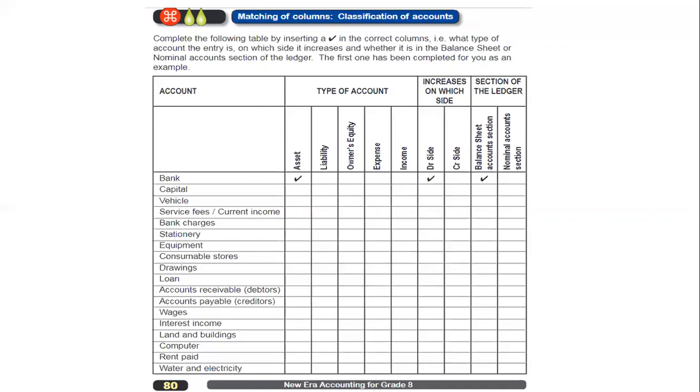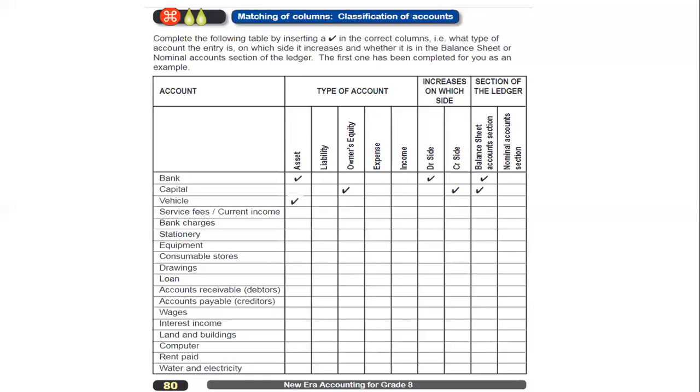Now, moving on to capital. Capital, you see that it is the owner's type of account. So it falls under owner's equity and increases on the credit side. And the account is found on the balance sheet account section. Right. One thing which you must note here is that when an account increases on the debit side, it increases when it receives, and when it increases on the credit side, like the capital account, it increases when it gives.